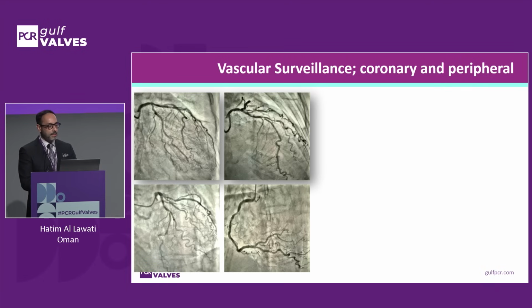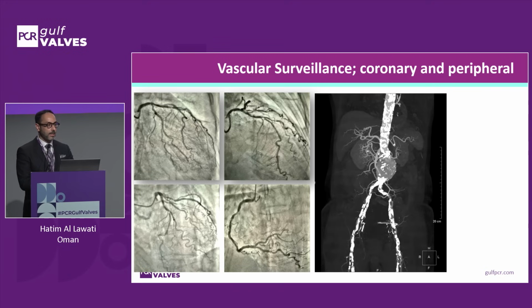Her coronary angiogram revealed a moderate plaque in the ostial and proximal circumflex and a long calcified plaque in the proximal and mid-LAD, as well as the mid-right coronary artery, which the heart team decided to manage conservatively. Her vascular surveillance revealed quite exuberant calcific plaque in the distal aorta, surprisingly.